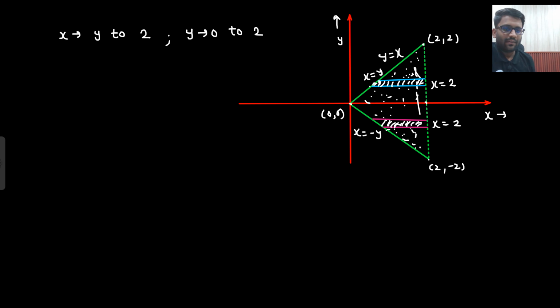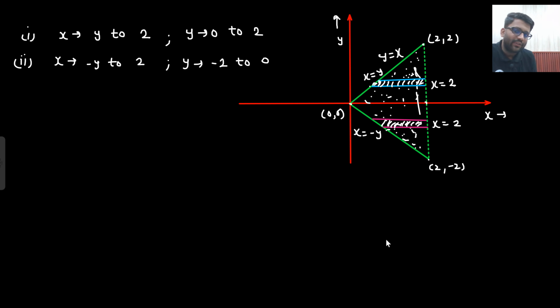And this is region 1, this is the second strip, where x is going from minus y to 2 and y will go from minus 2 to 0, because I always told you from lower to higher we need to go.